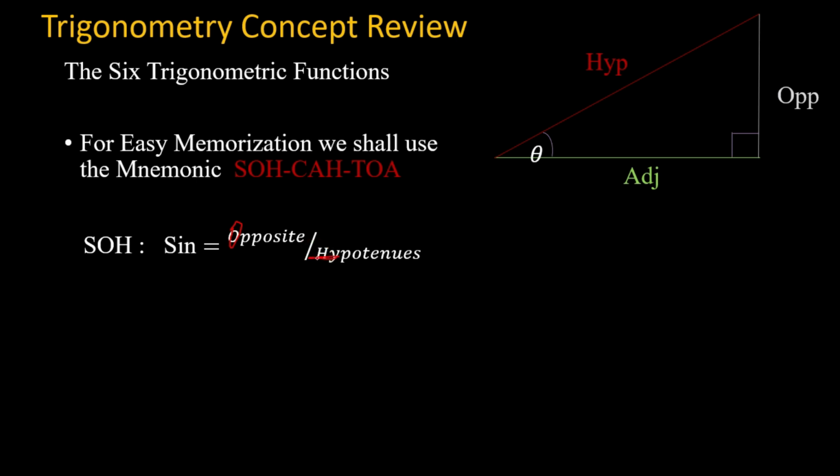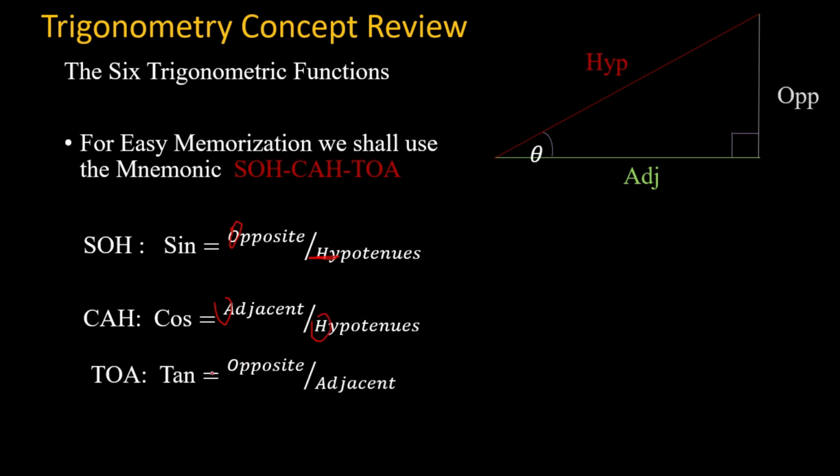Then we talk about the CAH, which is C, cos. Adjacent is the A, and the hypotenuse is H. Then the TOA, tan. O is opposite and the adjacent is the A. So this mnemonic is going to help us more to comprehend what we are looking at.